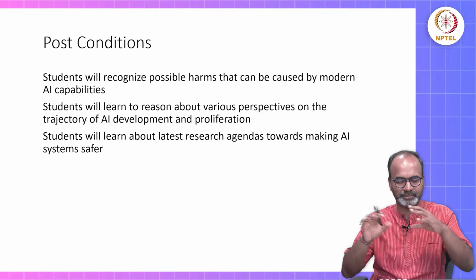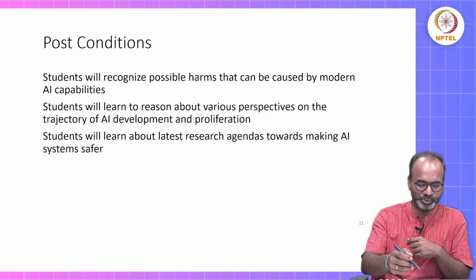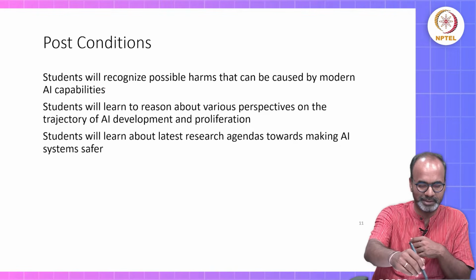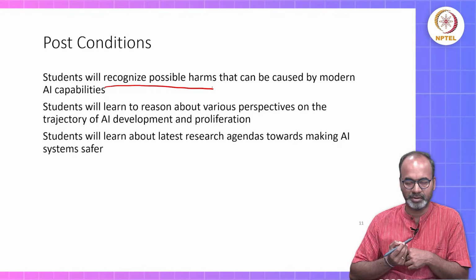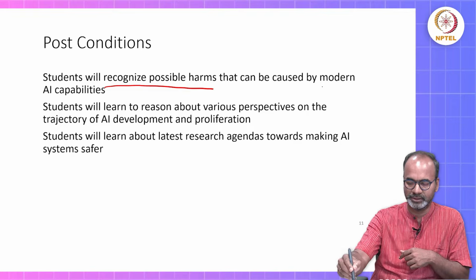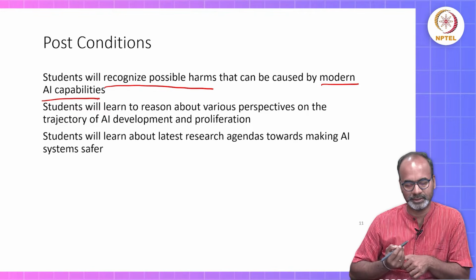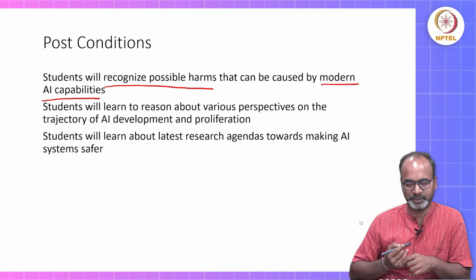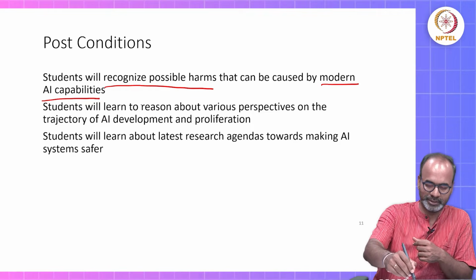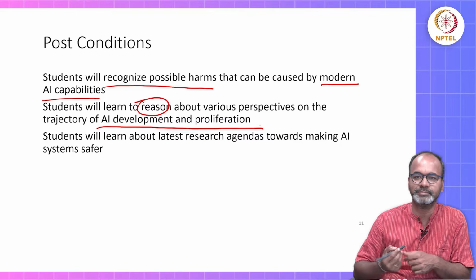Let me just put some emphasis on some words. Students will recognize possible harms that can be caused by modern AI capabilities. So this is what I said, week 1, we will touch upon AI capabilities a lot. Students will learn to reason about various perspectives on trajectory of AI development and proliferation. So here it is, reason, AI development and proliferation.